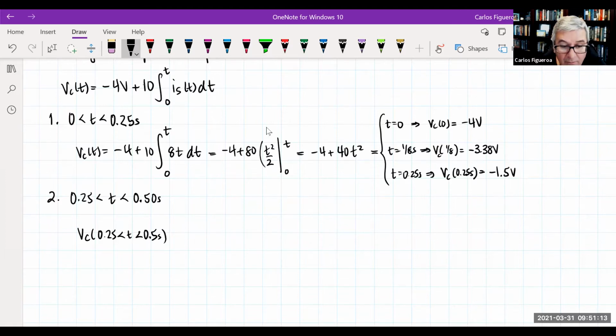Between that interval, what's the initial voltage of the capacitor? Well, the initial voltage of the capacitor is not -4 anymore. It's -1.5. That's where it's starting off. And now what I'm doing here is that my limits of integration are starting at 1/4 of a second.